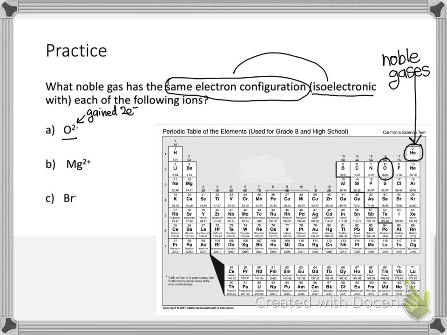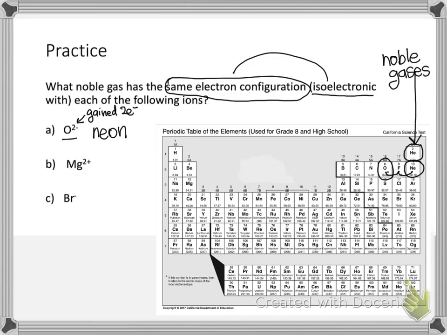Remember, gaining electrons creates a negative charge. So oxygen, down here looking at the periodic table, is at 8, and if it gains 2 electrons, it goes 9, and then 10. So oxygen would have the same electron configuration. Oh, not oxygen. Oxide ion, O2 negative, would have the same electron configuration as neon.